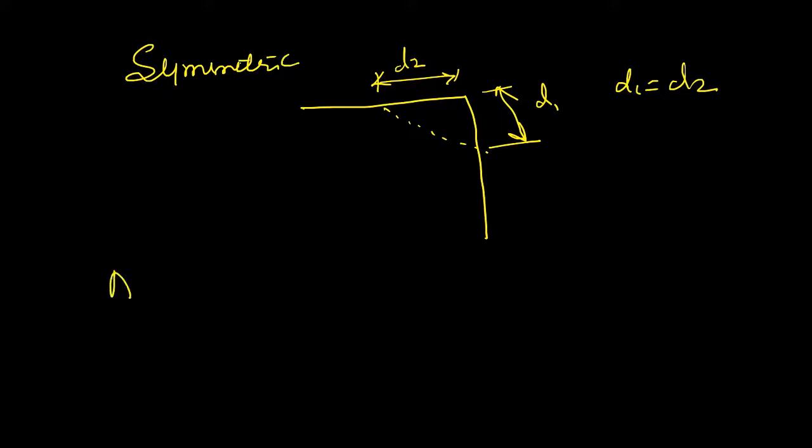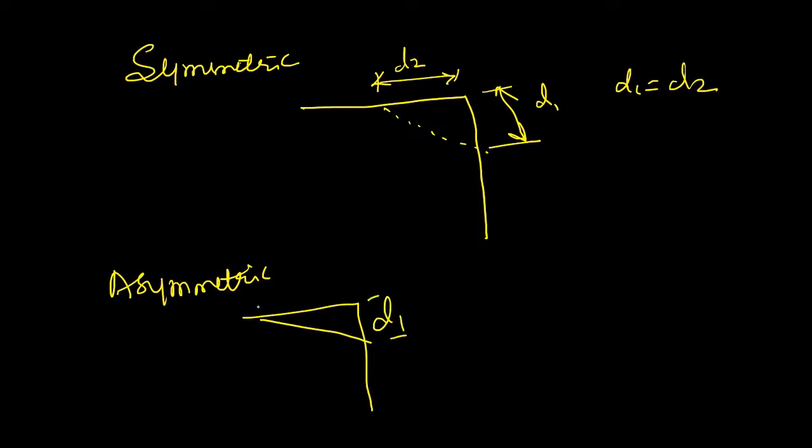Now in asymmetric, if you consider a corner here, in this case it is d1 and this is d2. Now here d1 is not equal to d2. d1 means distance of one edge, d2 means distance of another edge.